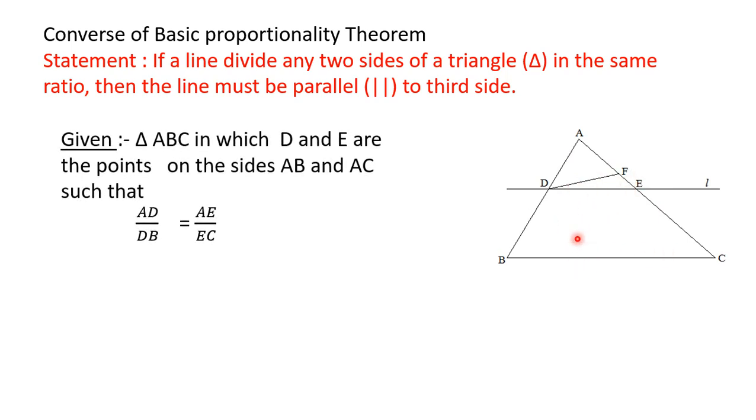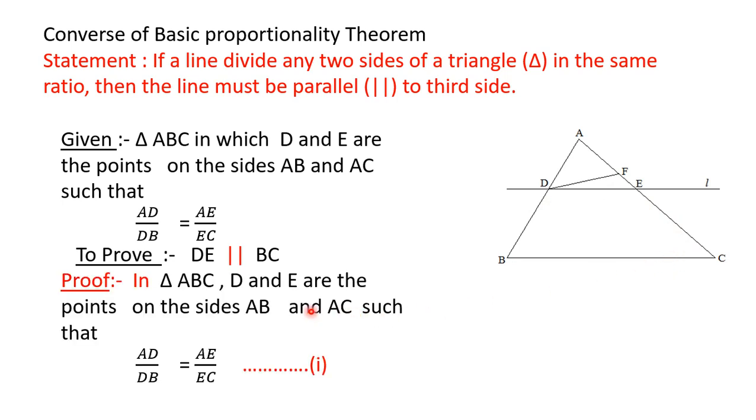So for this, ABC is given a triangle where D and E are the points on the side AB and AC such that the ratios of the sides is same. So that is AD upon DB is equal to AE upon EC. We have to prove this line DE is parallel to the line BC.